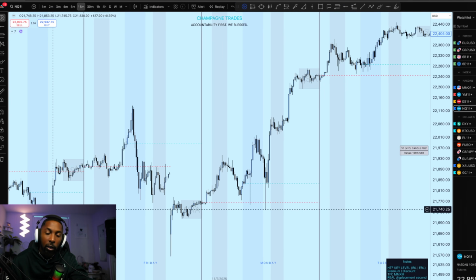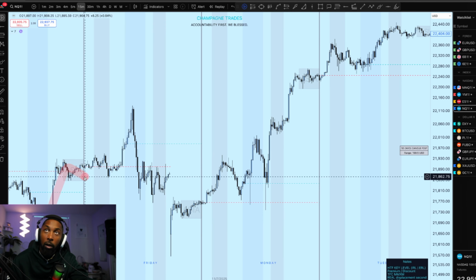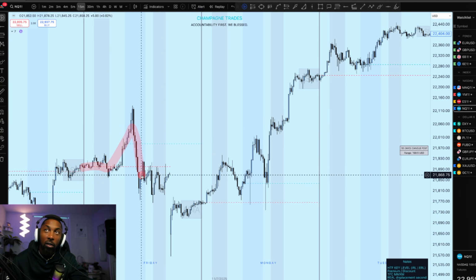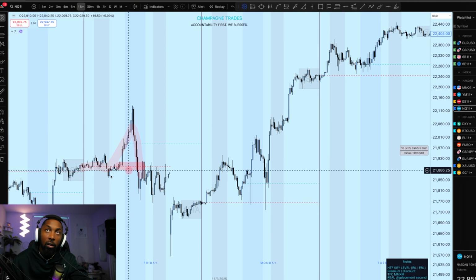Let me see, are they different here real quick? So this is 6 p.m. open, bullish candle, and then you got 12 a.m. open, becomes a bearish candle. So that could be a little tricky.